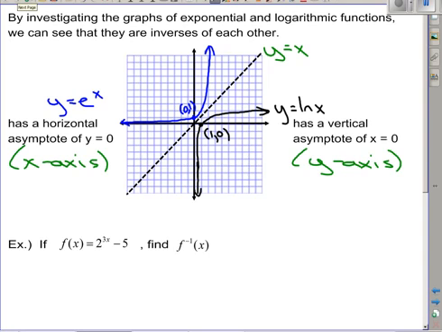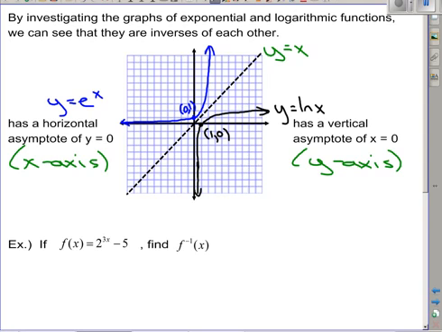Okay, by looking at the graphs of exponential and logarithmic functions, we can see that they're inverses of each other. So I just drew them here. In blue, you've got y equals e to the x. In black, you've got y equals ln x. So those both are talking about a base of e.